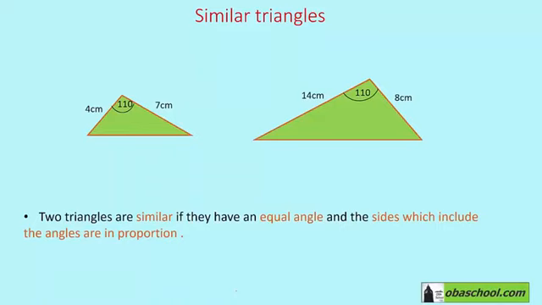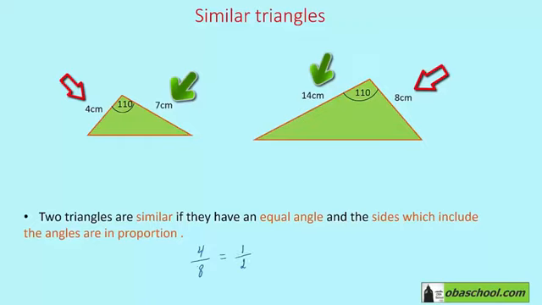Now, moving on to this figure, two triangles are similar if they have an equal angle and the sides which include the angle are in proportion. So it is basically enough to have one equal angle in both triangles. For example, here 110 degrees, and the sides coming on the sides of the angle are proportional. You have 14 and 7 that have a proportion of half, and you have 8 and 4 that also have a proportion of 0.5. So basically, we can call these two triangles similar.